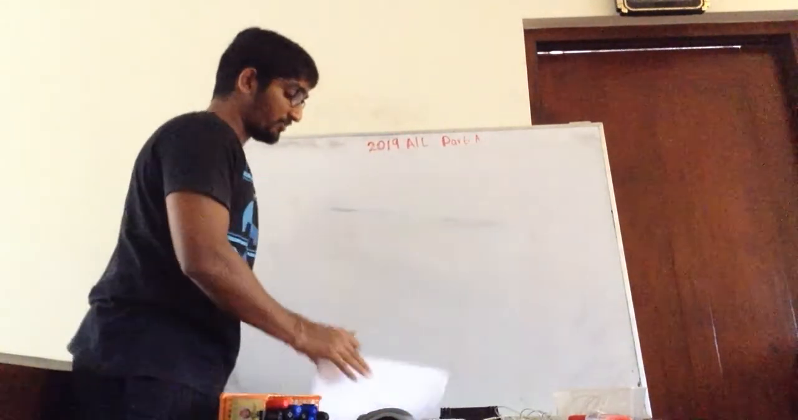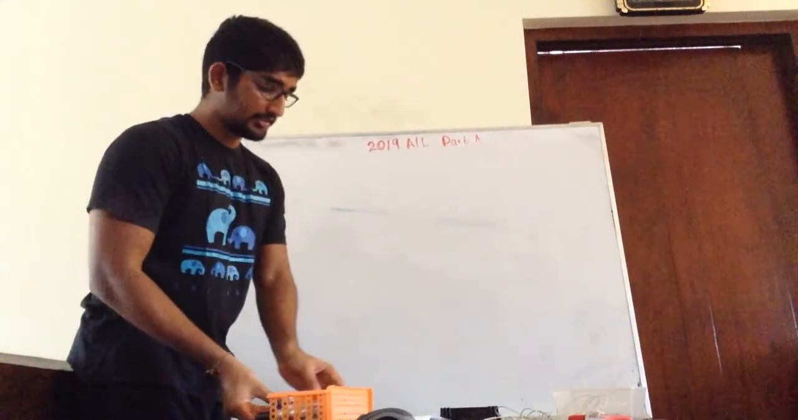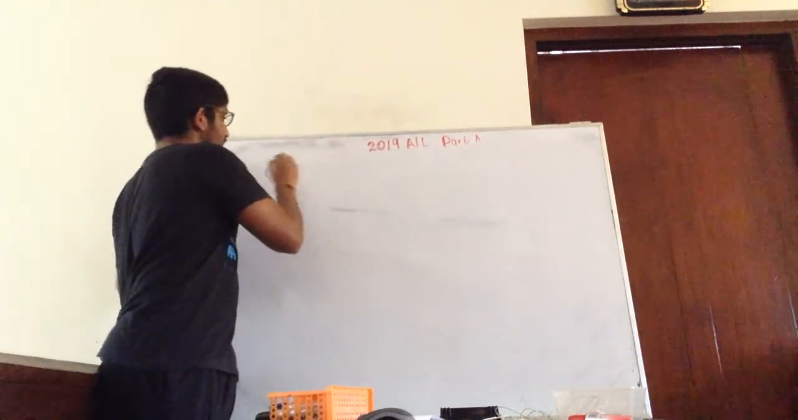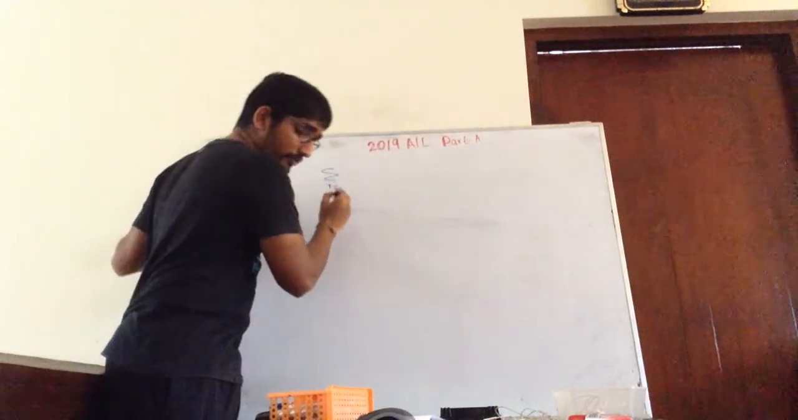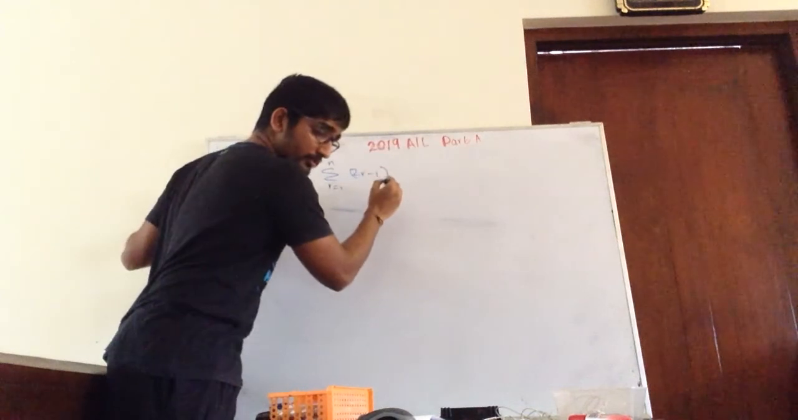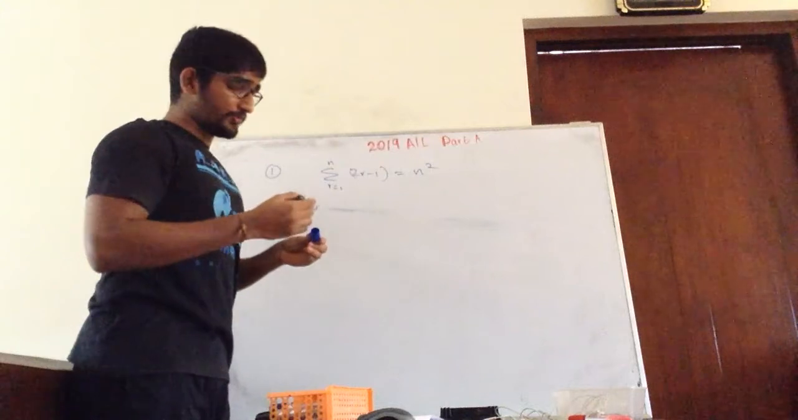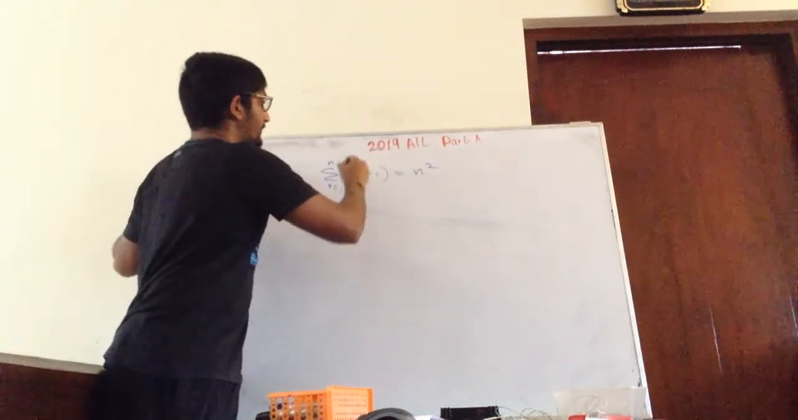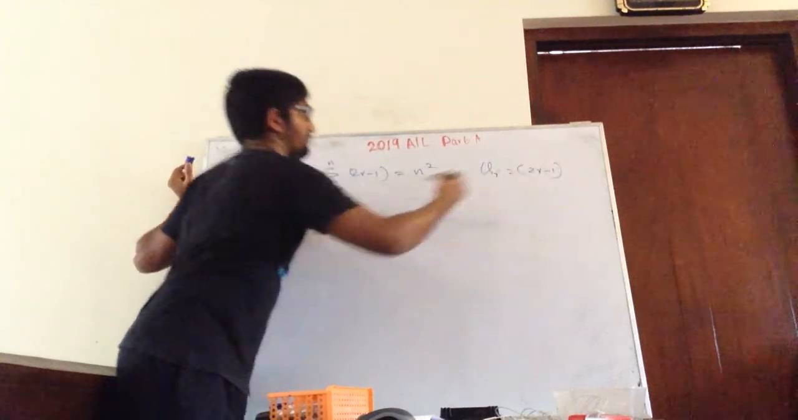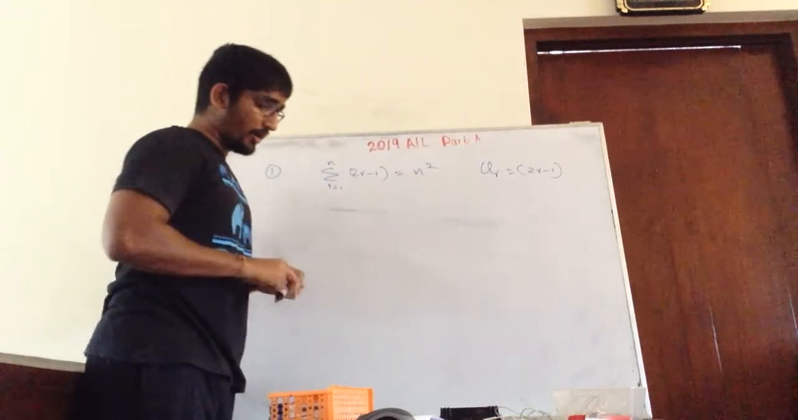Alright, so question number 1. Question number 1 says, using mathematical induction, prove that the sum from r equals 1 to n of 2r minus 1 equals n squared. Right? So we need to prove this. So here this part is u_r. Right now. So how do you do it?